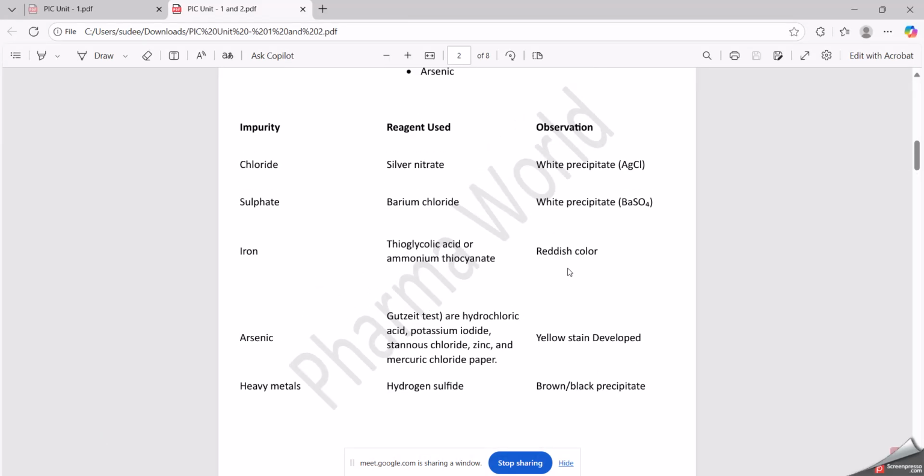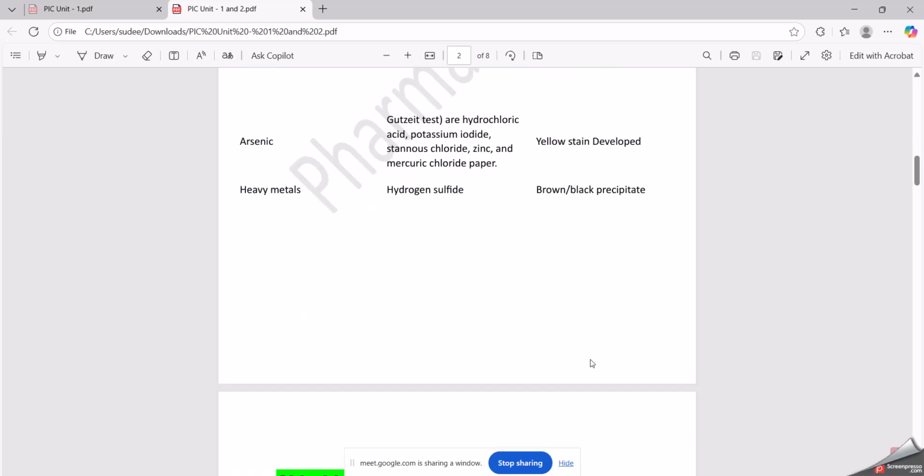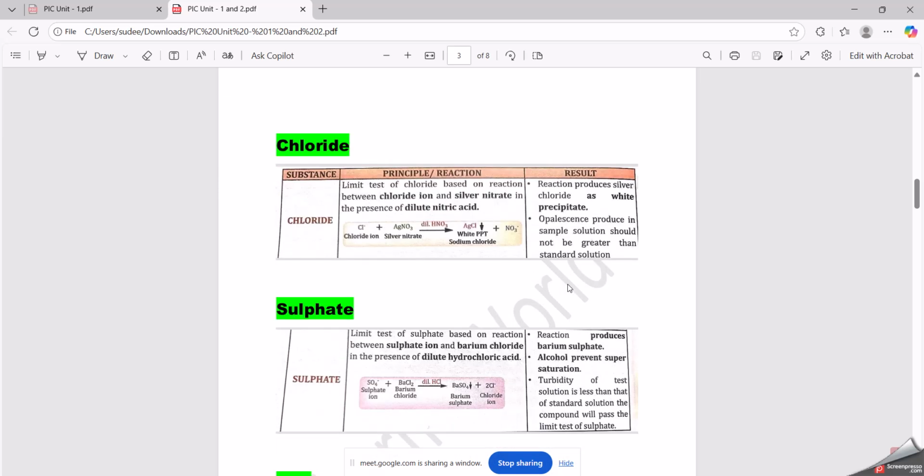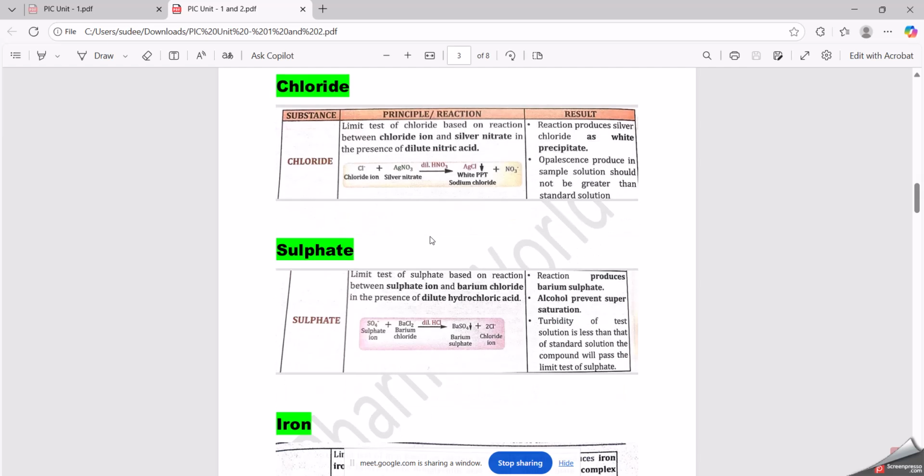For iron it will produce a reddish color. For arsenic it produces a yellow stain, and for heavy metals it produces a brown or black precipitate. So this is there in detail. You have to mainly observe the product, its color, and the reagents used in the test. For chloride, sulfate, iron, lead, and arsenic, the main content is the result they produce and the reagent used.